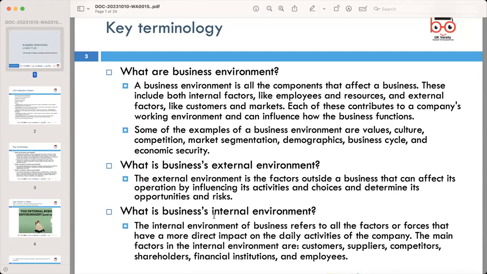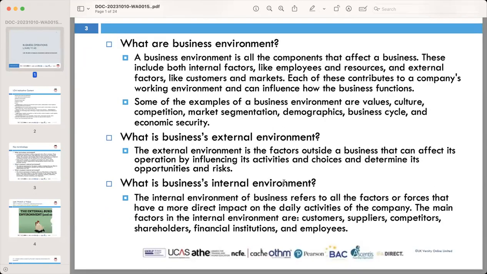Okay, so next one is what is the business internal environment? The internal environment of a business consists of factors or forces that have a more direct impact on the company's daily operations. Key components of the internal environment include customers, suppliers, competitors, shareholders, financial institutions, and employees.